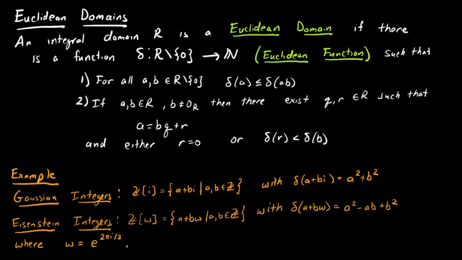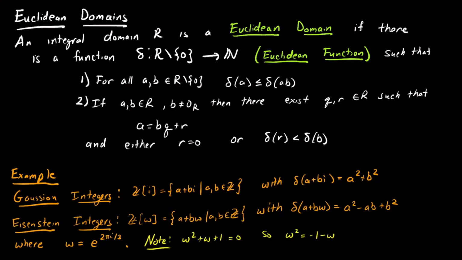And we also have the Eisenstein integers. So these are the integers Z, or elements of the form Z[omega]. These are a plus b omega, where I've defined delta of a plus b omega to be a squared minus ab plus b squared, and where omega is a primitive cube root of unity. So for example, we can take omega to be e to the 2 pi i over 3. So all that means is that omega cubed is equal to 1.